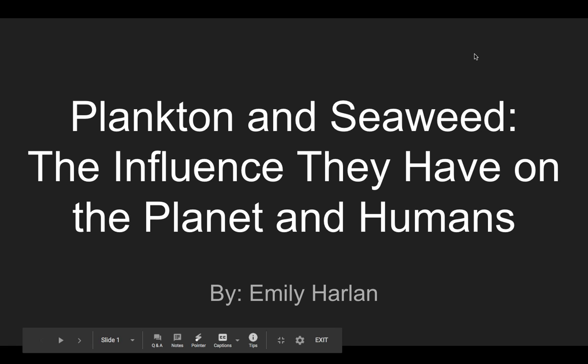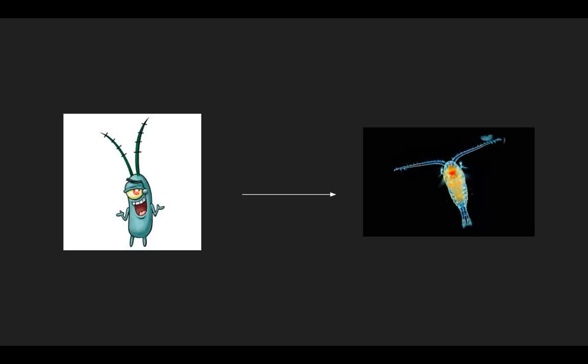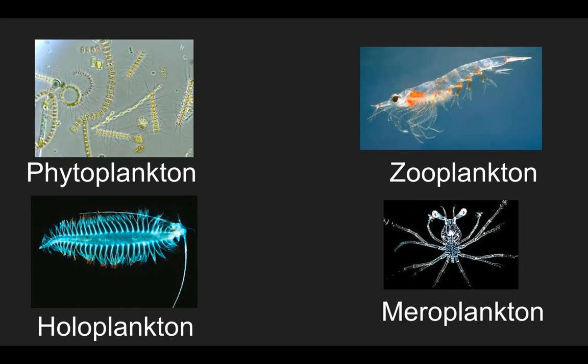My project is plankton and seaweed and the influence they have on the planet and humans. When you think of plankton, you may not immediately think of the tiny organism. You may think of the little character from SpongeBob, but today we're talking about the marine organism. There are quite a few different types of plankton: phytoplankton, zooplankton, holoplankton, and meroplankton.